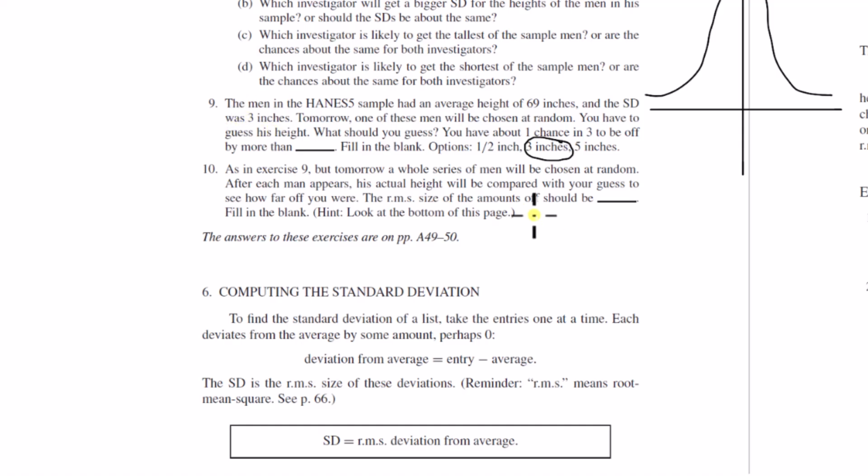But we talked about at the beginning of this video, if you know a population, so let's call the 3,000 men in this test a population, and you take a sample from that, then if that sample is large enough, you should get the same average and standard deviation as the population. So we would say the RMS of the amounts off should be 3 inches, the standard deviation.